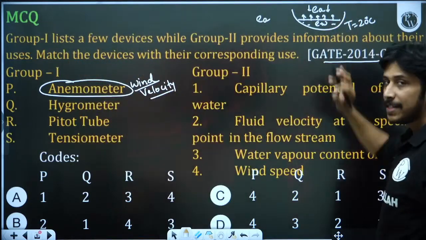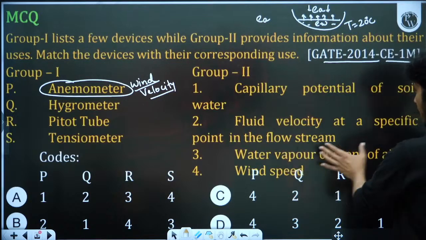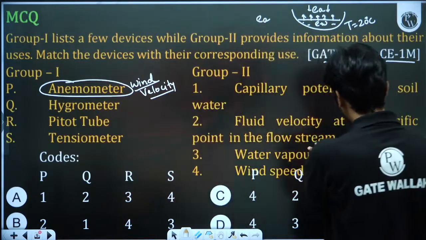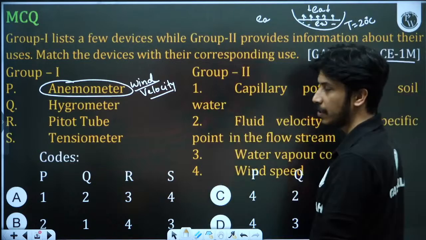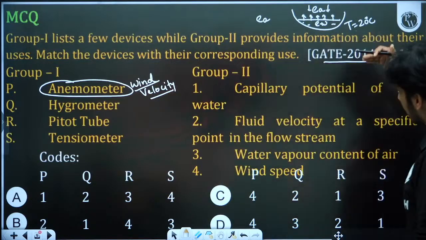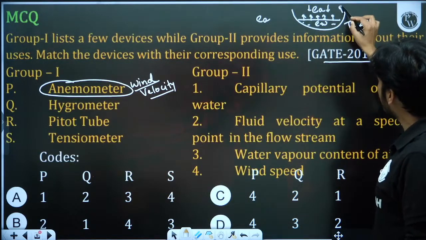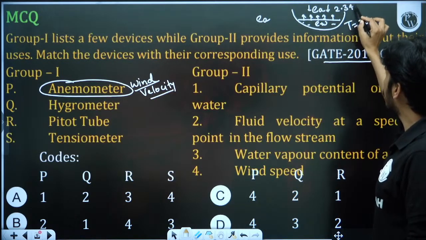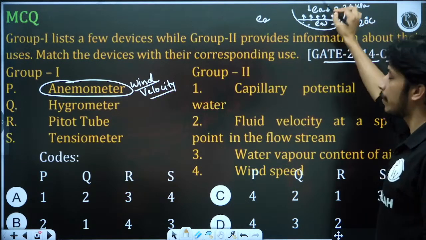And that EA is continuously calculated using the water vapor content of air, which is measured using this hygrometer. Continuously we are measuring. Now at any pressure, when the EA value is 2.34, we have seen that the evaporation has started.